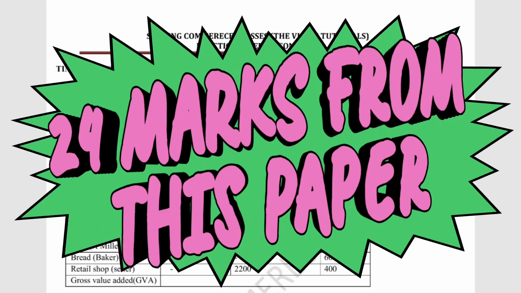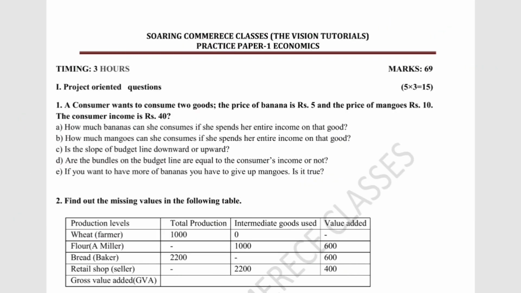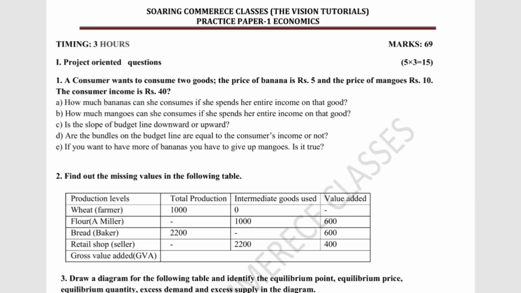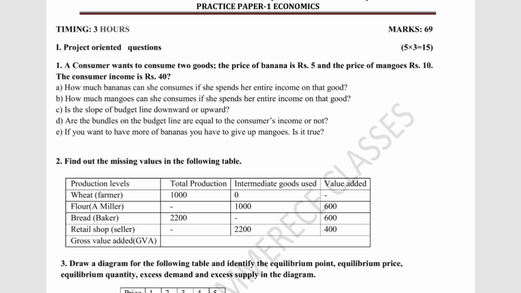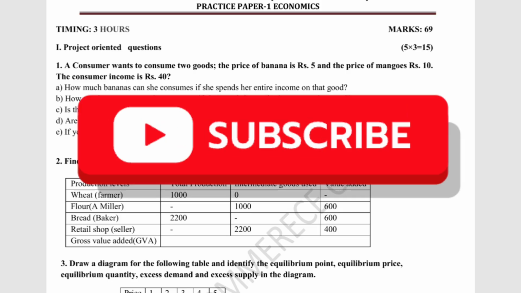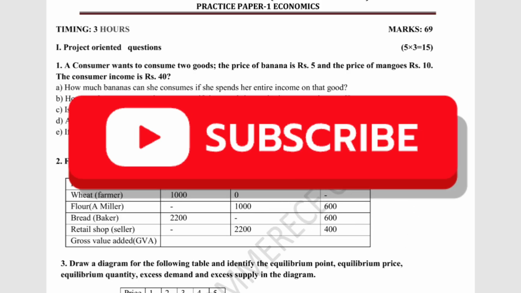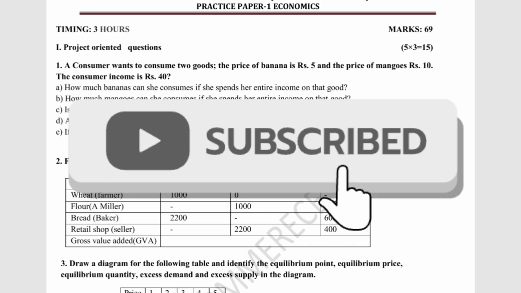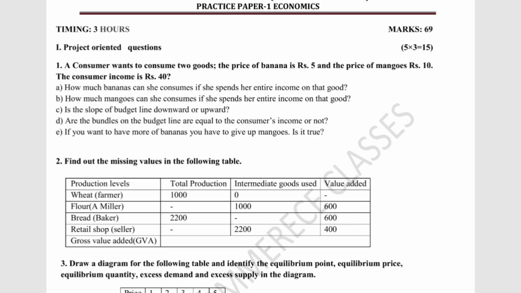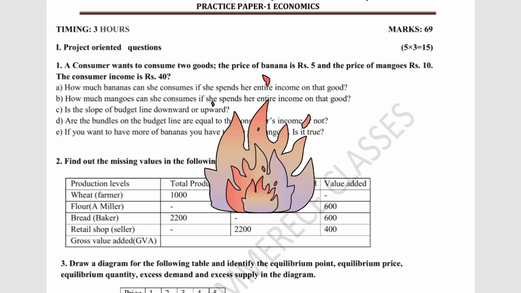Okay, so now look here. The first one I have taken is a project oriented question. The first project oriented question I have taken is from theory of consumer behavior. We already know that the theory of consumer behavior consists of 24 marks. In that unit, each and every part they are going to raise questions. I have taken the project oriented question from theory of consumer behavior.